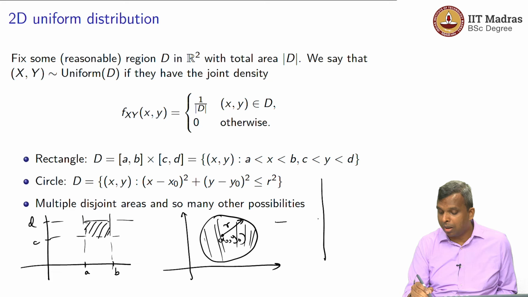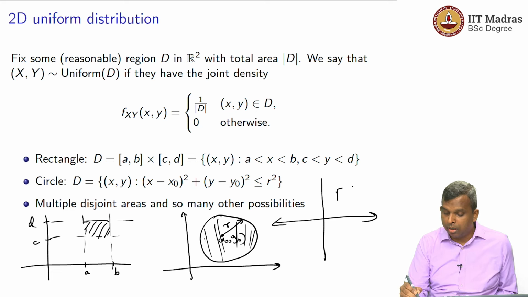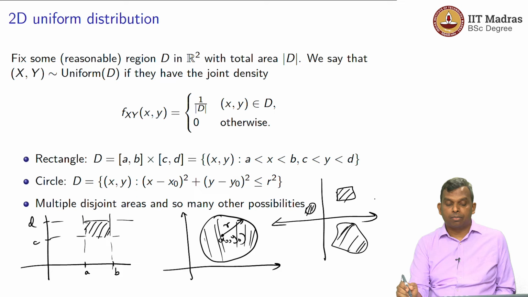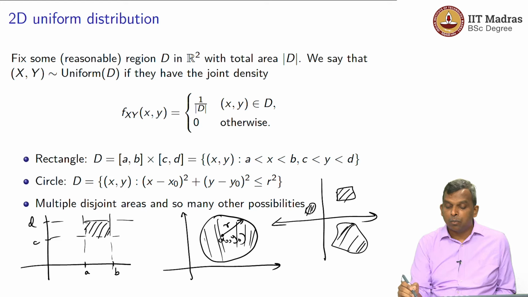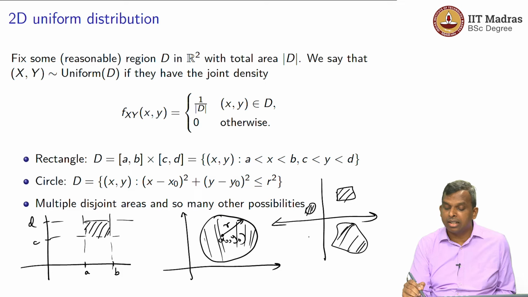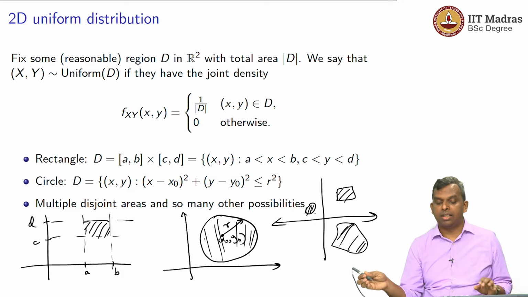So what do I mean by that? I might draw one rectangle here, another circle here, and some other bizarre shape here, and say my x, y is uniform in this support. So you find the total area. Say D is the total area of all these regions together, and my density will be 1 by the total area in these regions. Whenever you are inside this region, it's 1 by that area. Whenever you are outside this region, there is no support, so the density goes to 0.